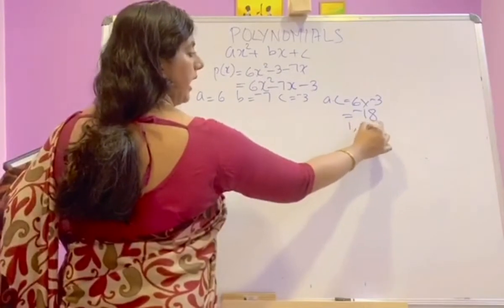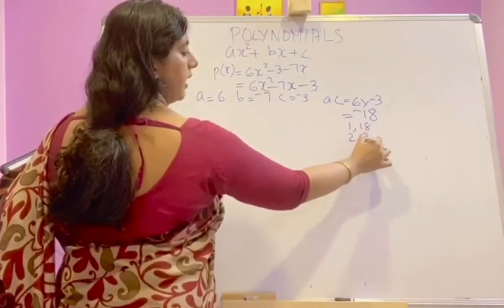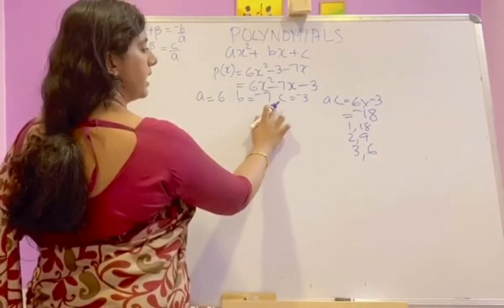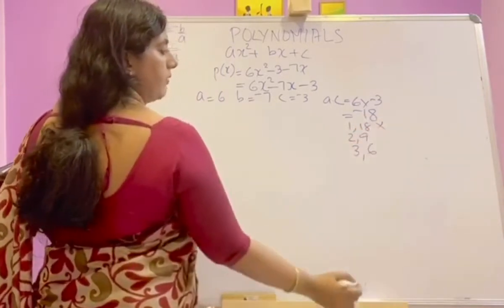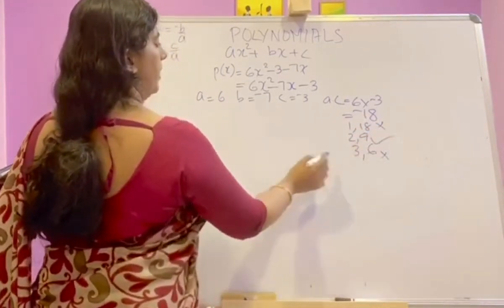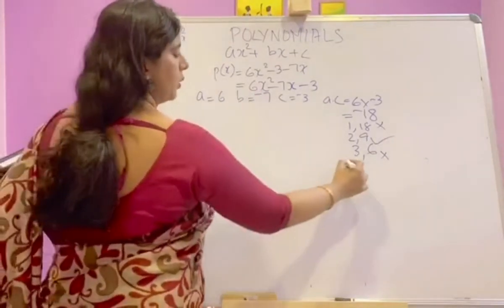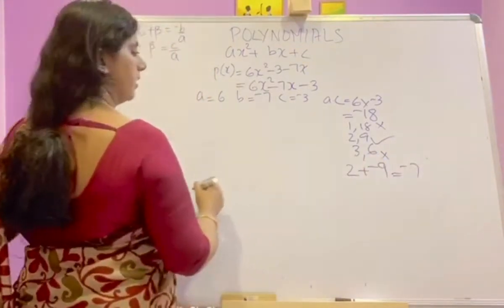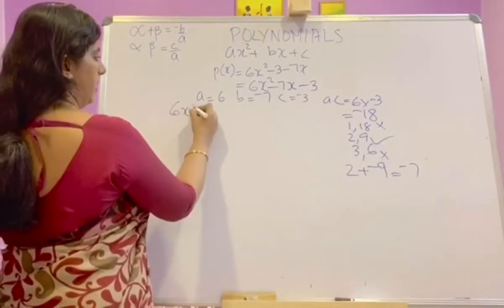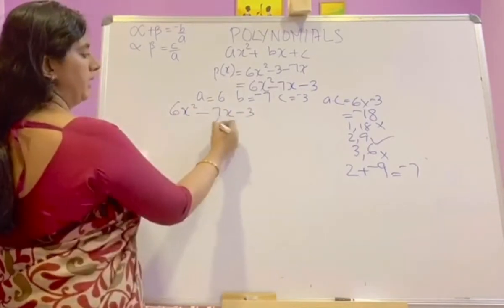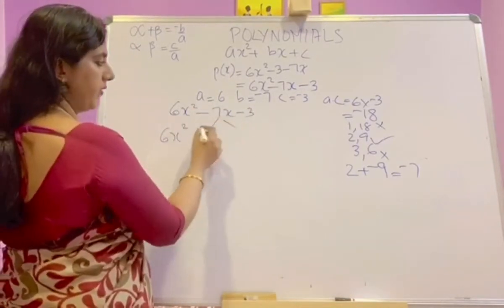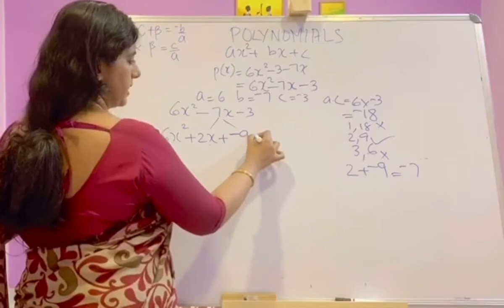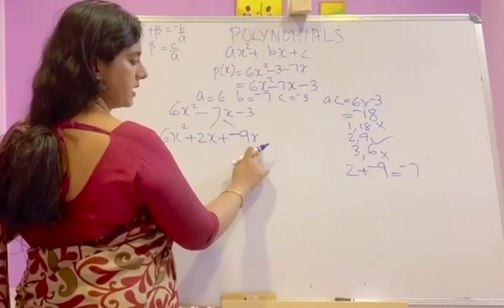Now find the pairs of factors of 18. That is 1 into 18, 2 into 9, 3 into 6. From these pairs you want to get the middle term 7. So you will never get it from this and this. This is the pair. Now to get negative 7, you want to write it as 2 plus negative 9. The answer is negative 7. So we can split this. That is 6x square minus 7x becomes plus 2x and plus minus 9x. 7x is 2x plus minus 9x.